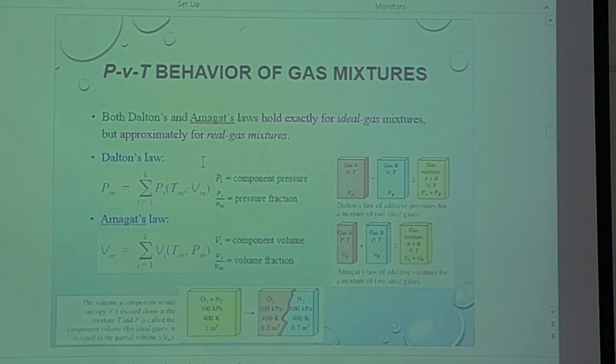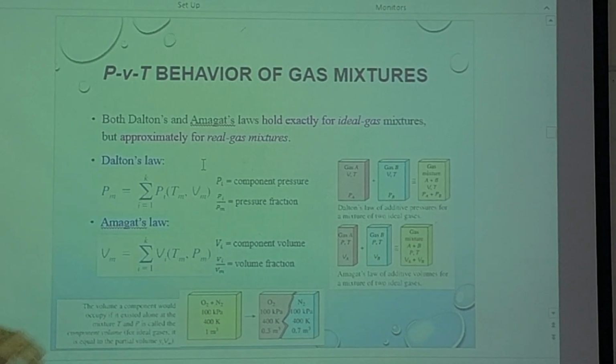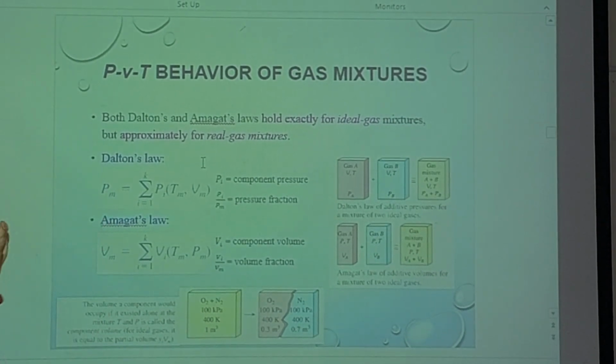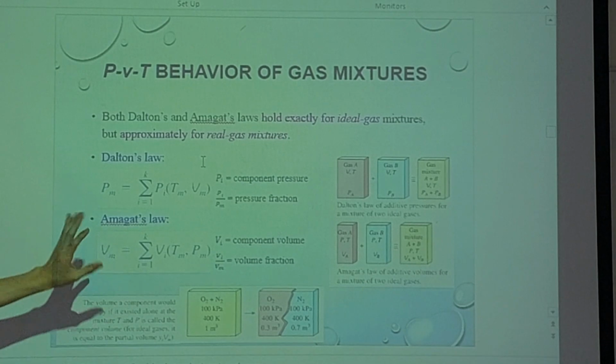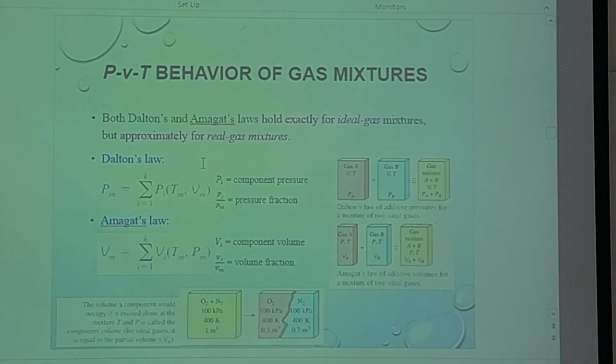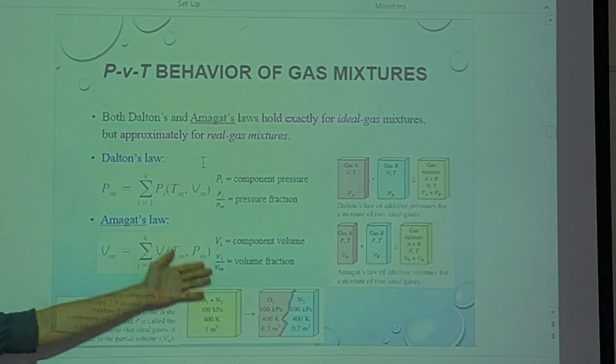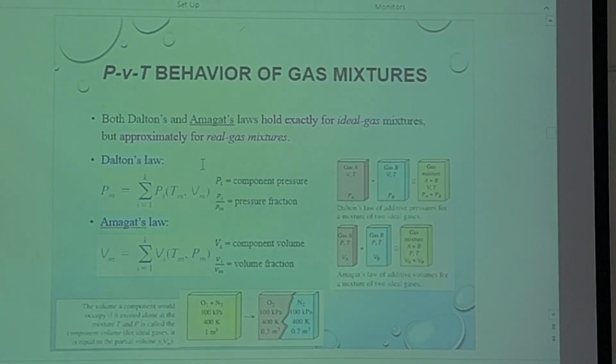So here this will be the equation for how to find the pressure of the mixture, provided you know the final temperature and volume of the mixture, and also the volume of the mixture, provided you know the temperature and pressure of the final mixture.